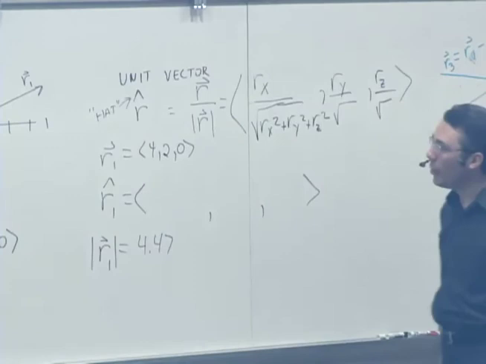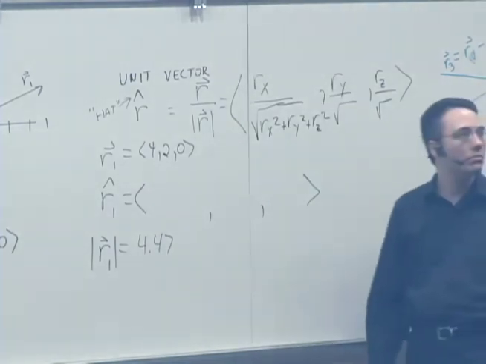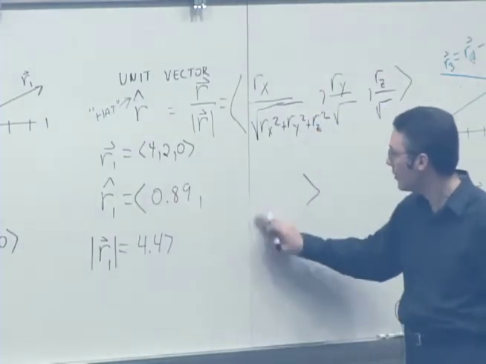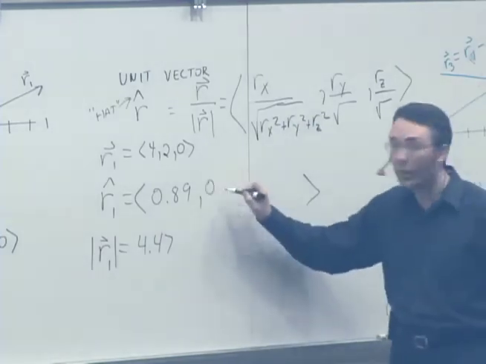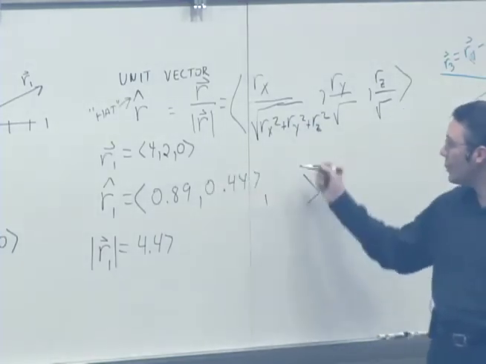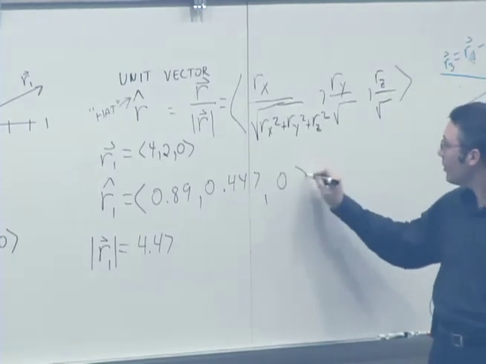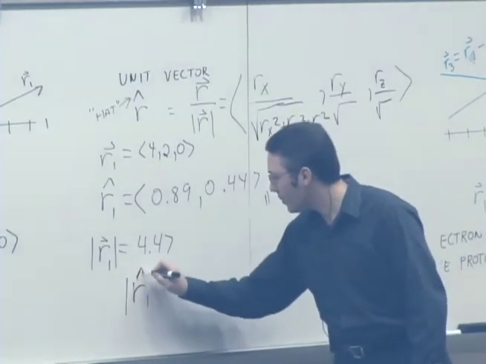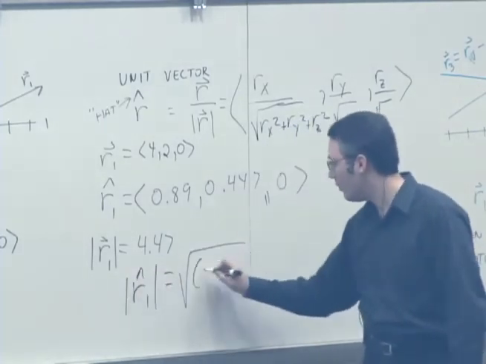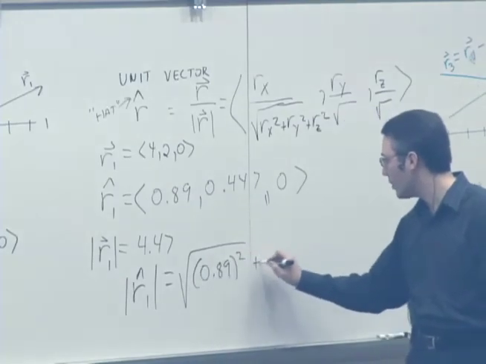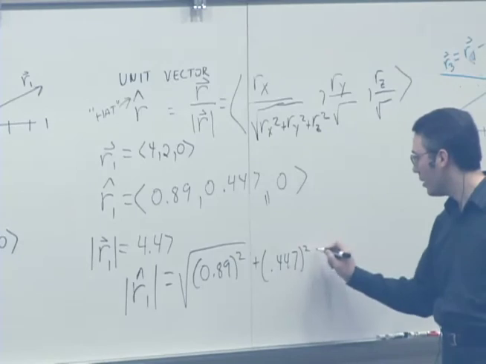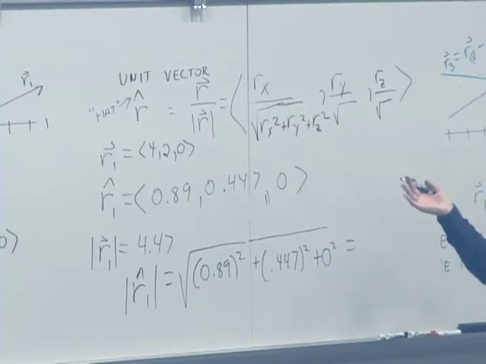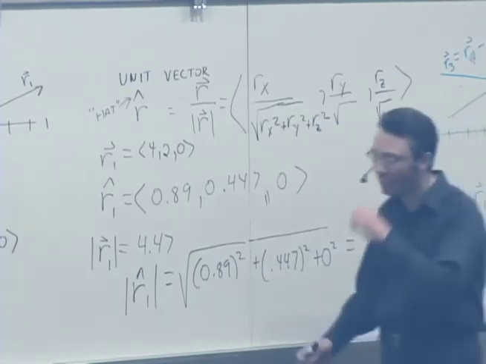So the x component would be 4 divided by 4.47, or 0.89. Okay, y component is going to be 2 divided by 4.47. That's 0.447. And then 0 divided by the magnitude is just 0. Okay? So you could try it. If I take the magnitude of r1 hat, if I take the square root of 0.89 squared plus 0.447 squared plus 0 squared, what should it work out to be? At least close to 1, right? Okay, and you can try that out and verify that.